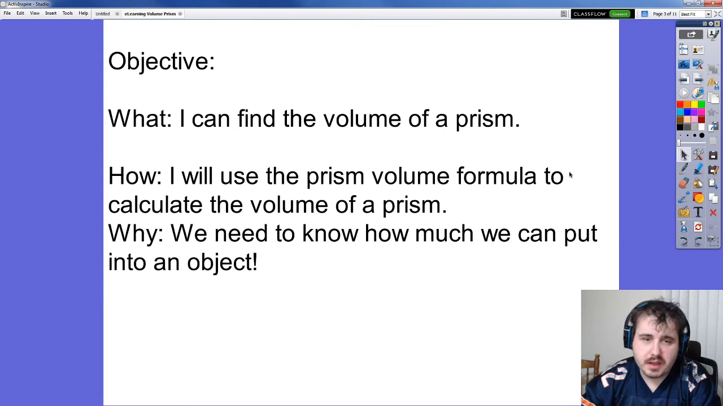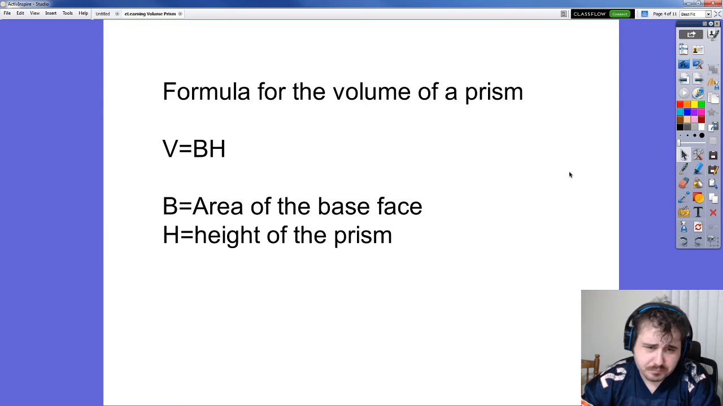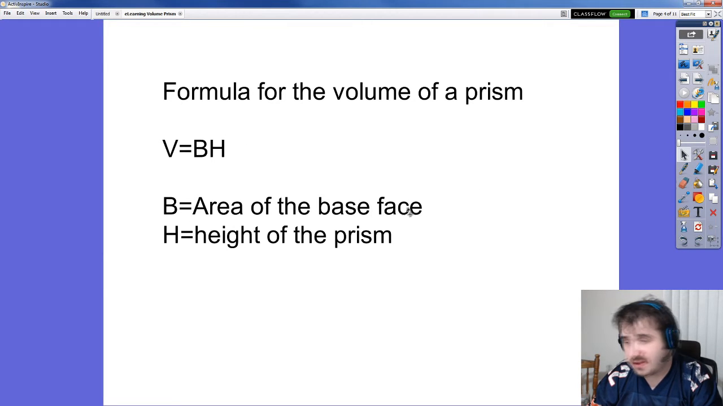So what are we going to do today? We're going to find the volume of a prism. And how we're going to do that, we're going to use the formula to calculate the volume. So the prism formula is very simple. You find the area of the base face, just like last week. You find the height of the prism, just like last week. You multiply those two, and then you're done. Hooray!